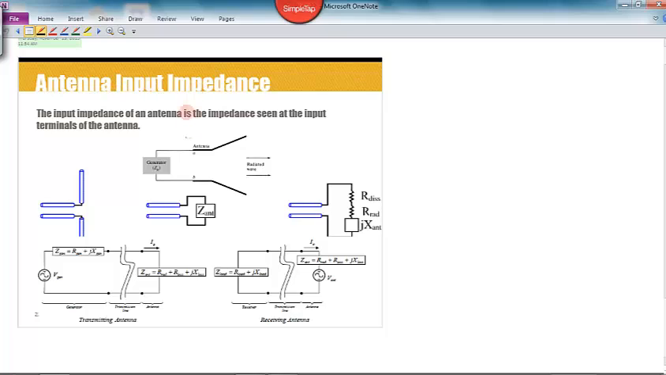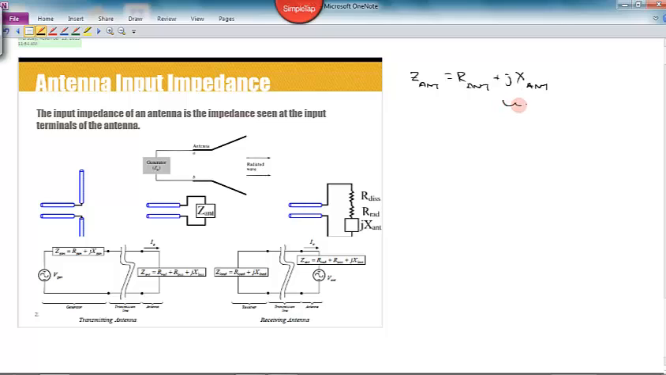The input impedance of the antenna is the total impedance that the generator is going to see once the antenna is connected to it, and we call that Z antenna, the input impedance of the antenna. In general it consists of two parts, R antenna plus jX antenna, just meaning that an antenna input impedance has a real portion and a reactive portion. So ZA is the antenna input impedance, RA is the antenna resistance, and XA is the antenna's reactance.